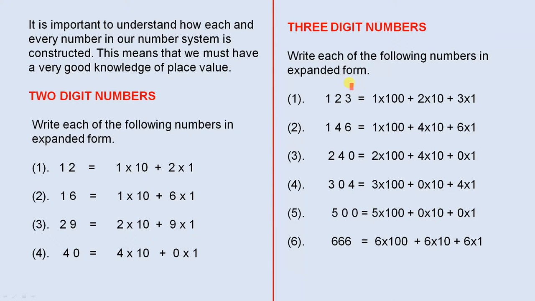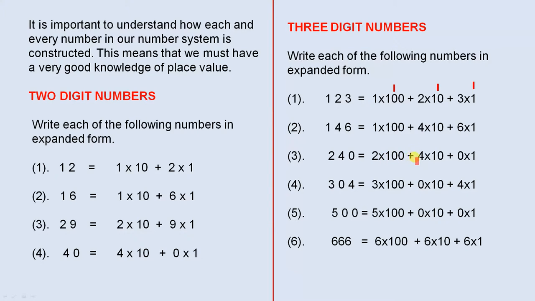Because that's the ones column, the tens column, and the hundreds column. See, the ones column, that's why we have 1 there. The tens column, the hundreds column. That's the reason we have those three numbers. 146 is 1 times 100 plus 4 times 10 plus 6 times 1.